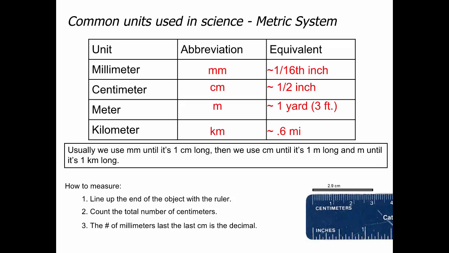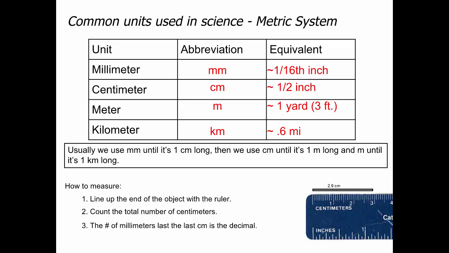Now, as we measure objects, if it's a really small object, less than a centimeter, we'll measure it in millimeters usually. But once it's larger than a centimeter, we start using centimeters until it reaches a meter. And then we start using meters as our unit. And we keep using meters until we get to 1,000, and then we start to use what? Kilometers. I mean, you could use any unit you want. It's not a rule, but it's just generally what we use.